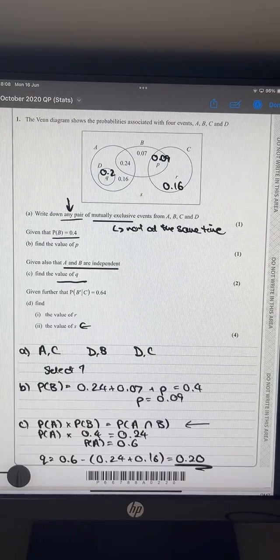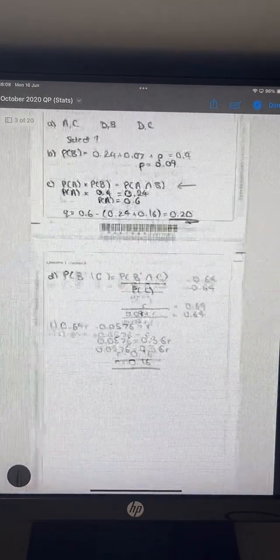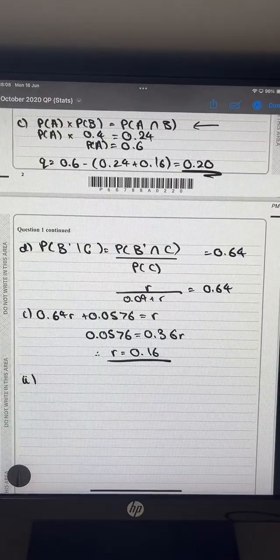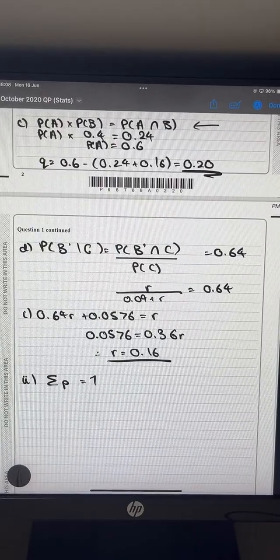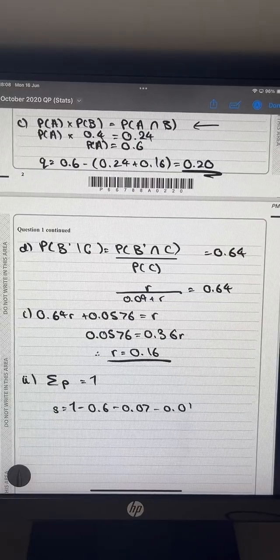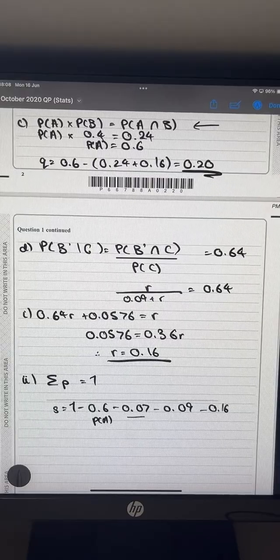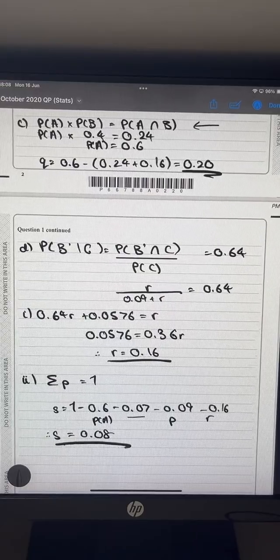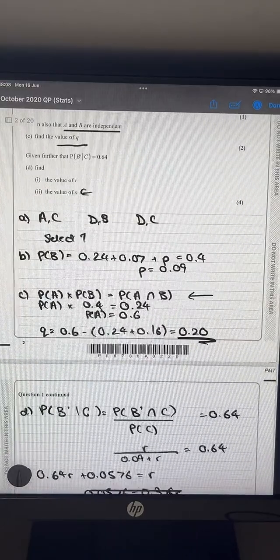Well, S is the only one missing, and we know that the sum of the probabilities is equal to 1. So using that rule, that the sum of all probabilities is equal to 1, S is going to be equal to 1 minus every single value we have there. So that's 1 minus 0.6 minus 0.07 minus 0.09 minus 0.16. This is the probability of A. That's just a value given. That's P and that's R. So this would be equal to 0.08. And that is how you do question 1.